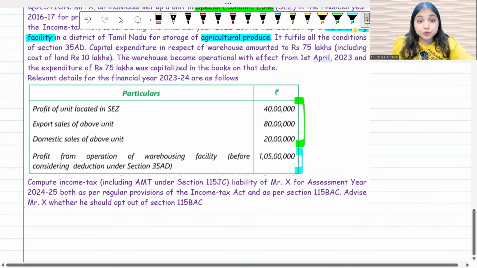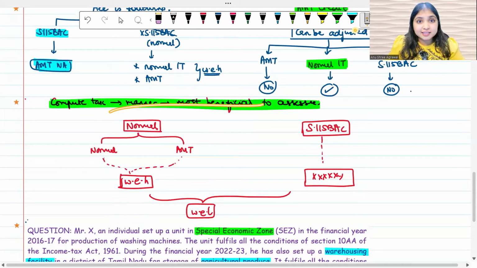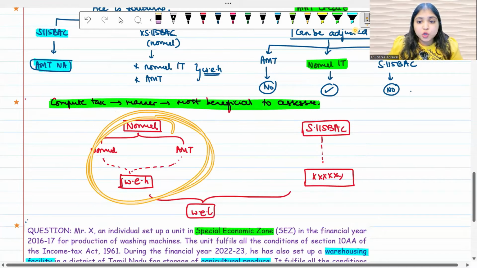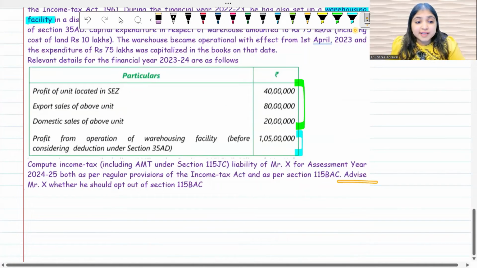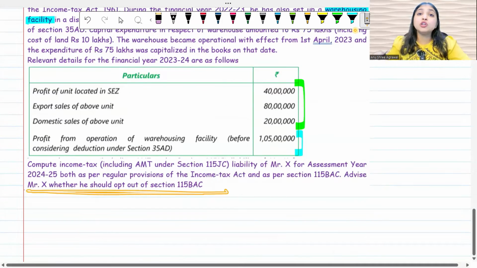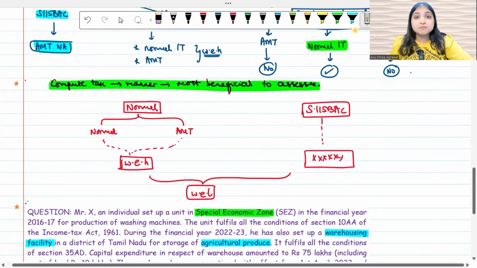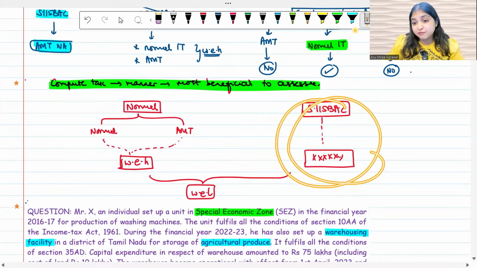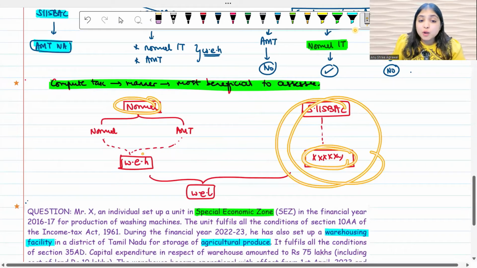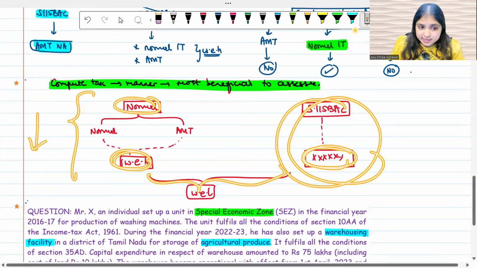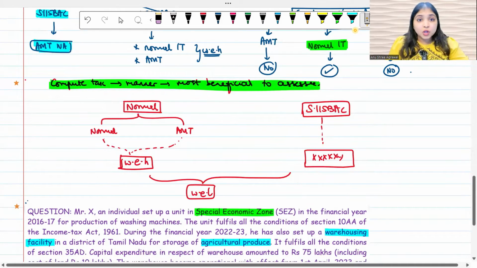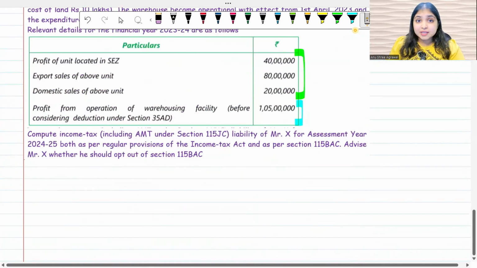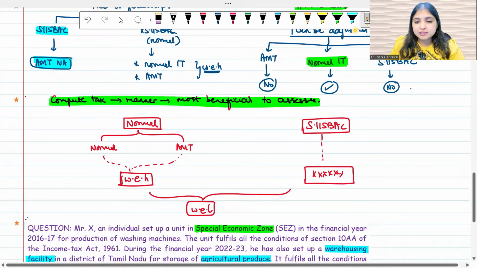So we will have to do this entire thing, guys. We'll have to do as per normal provisions also. We'll have to do as per 115BAC also. They're asking us to advise whether Mr. X should opt out of 115BAC. So in simple words, we'll have to see what is the 115BAC tax liability, what is the normal tax liability. We'll see which is lesser. If normal tax liability is lesser, we will tell the assessee to opt out of 115BAC. Okay, the whole question is clear. Yes, so this is how our entire answer is going to be.